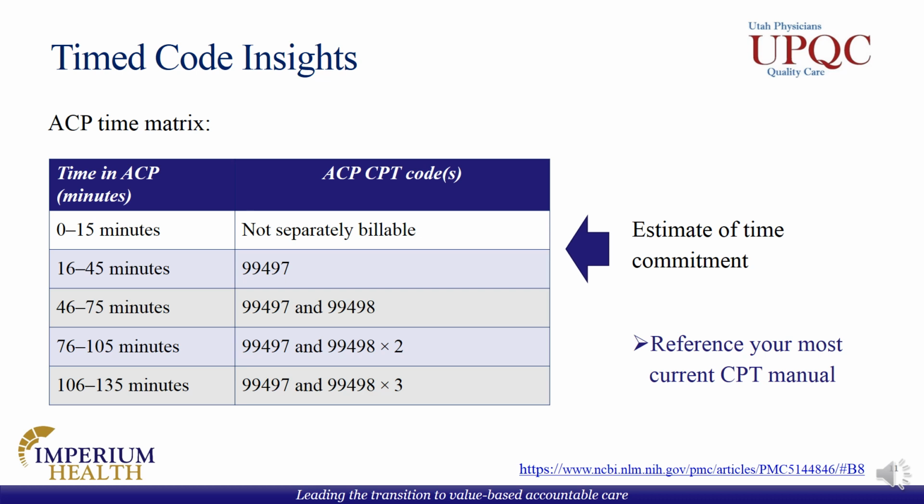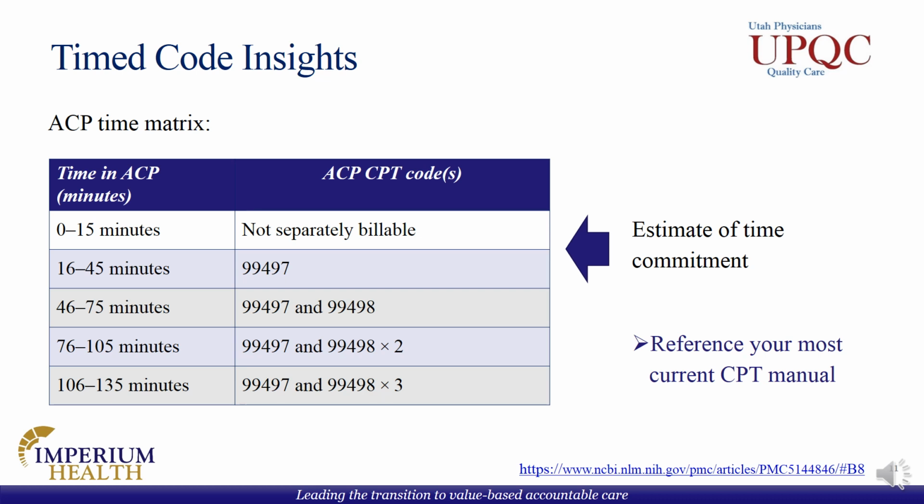The kind of insight on that timing is that it has to be at least 16 minutes, meaning that if the conversation goes 14 minutes, it might add to the complexity of an already existing E&M, turning a 99213 into a 99214, but not necessarily a separate billable code. Once you reach minute 16, you can bill for the 99497.